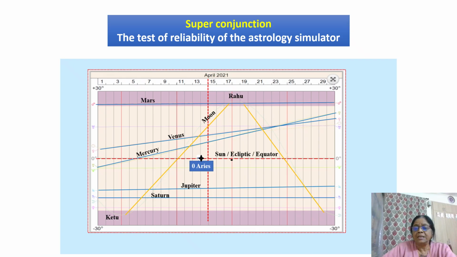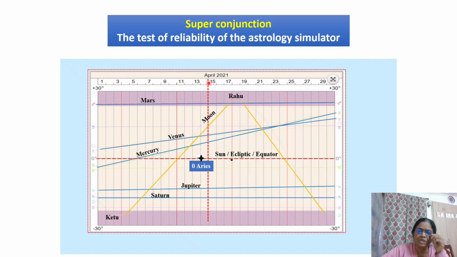So if Surya Siddhanta is able to produce it, we have to say which Siddhanta is able to produce that. That is a test of reliability. The super conjunction is a test of reliability for the astronomy simulator, the astrology simulator. I am here giving one example of how the conjunction should be.